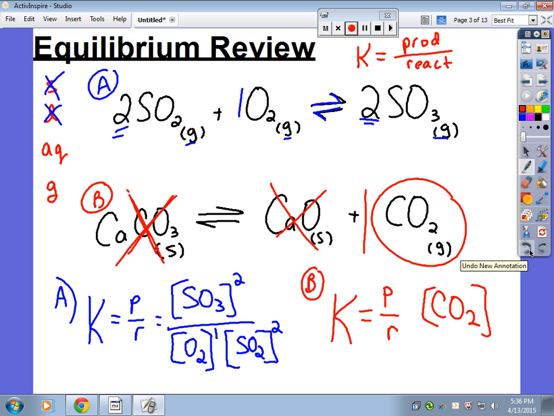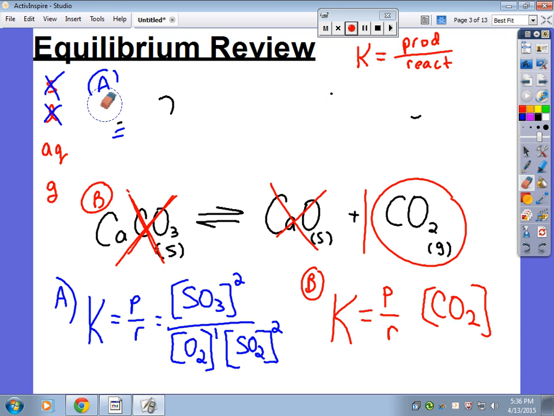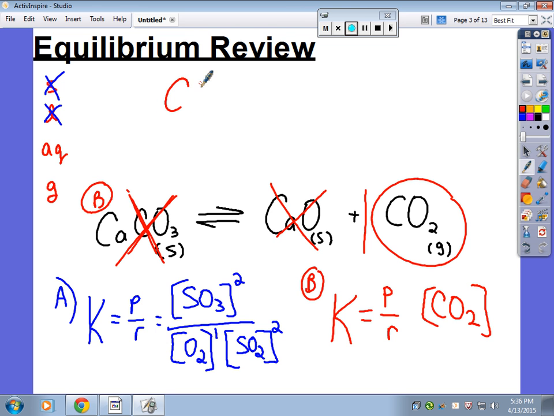See that? Now, what if this was the case? What if it was written in the reverse direction? What if I had this as my problem? I'm going to go ahead and flip it, okay? What if I started with carbon dioxide, gas, okay? And I put it with CaO solid. And that made calcium carbonate.